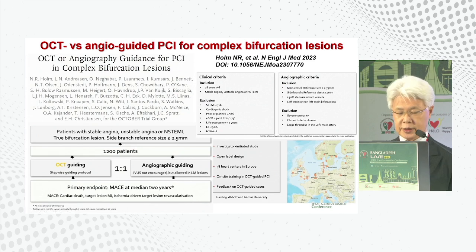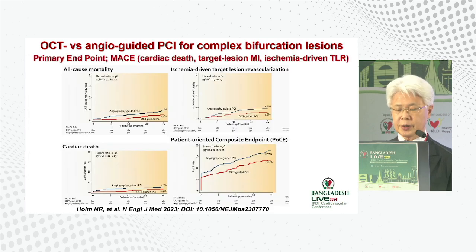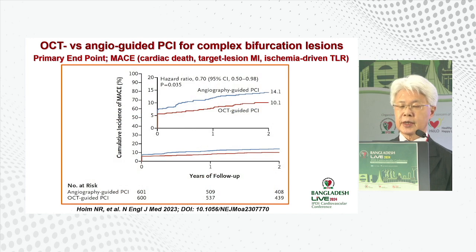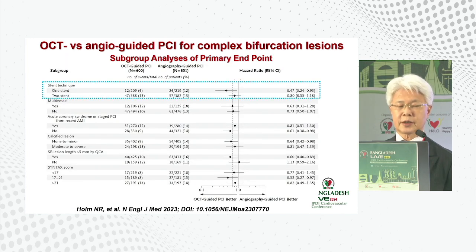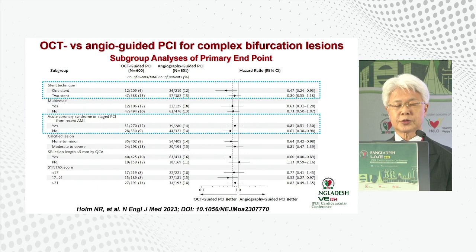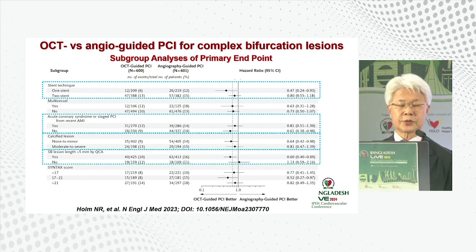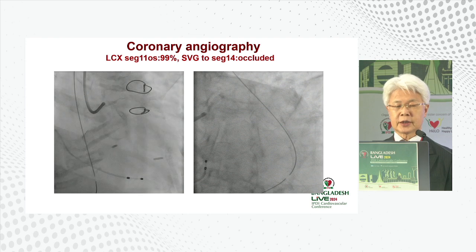And this is an OCT study recently published. OCT-guided PCI at the left main bifurcation is better compared with angio-guided, as shown in this slide. However, the one-stent technique, the crossover, demonstrates a better prognosis. However, we cannot obtain a good result with stenting in acute myocardial infarction or calcified lesions, as shown in this slide. And this is a calcified lesion.